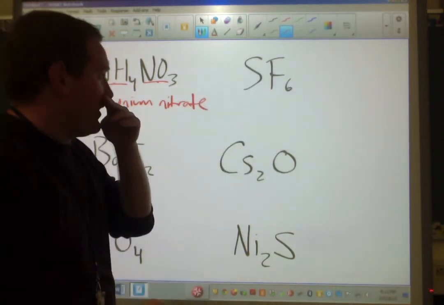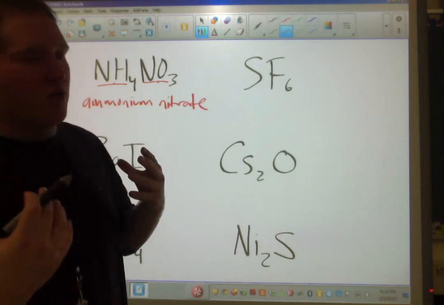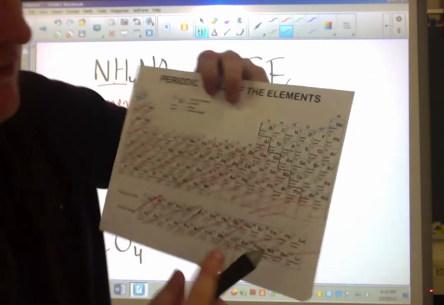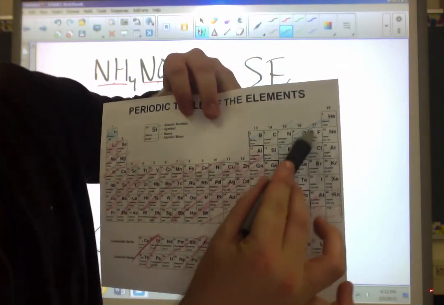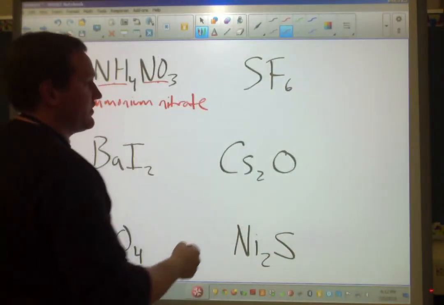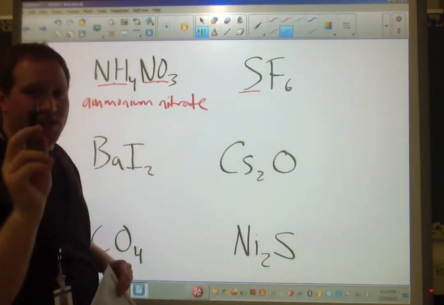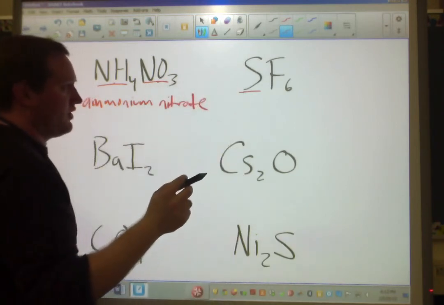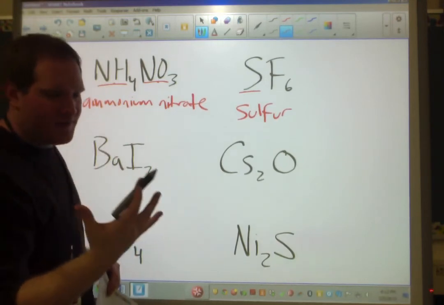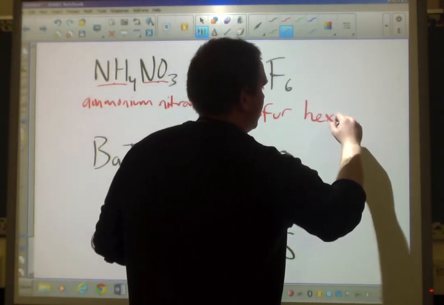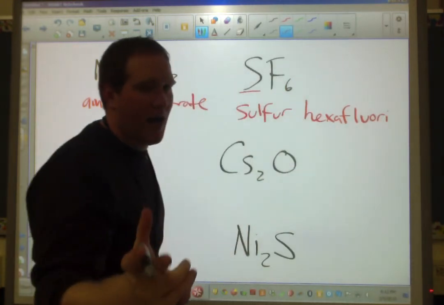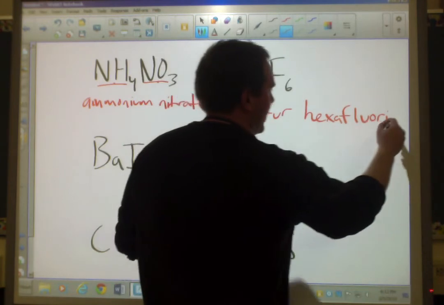Okay? Next one here. First question I ask, is this ionic or covalent? Sulfur and fluorine. We look at our periodic table. Sulfur, fluorine, two nonmetals, covalent. So I name this using Greek prefixes. I have one here. I don't say mono. I don't say monosulfur. I just say sulfur. 6 F's is hexafluorine, spelled F-L-U-O-R-I, and it's fluoride because you always add the I. So sulfur hexafluoride.